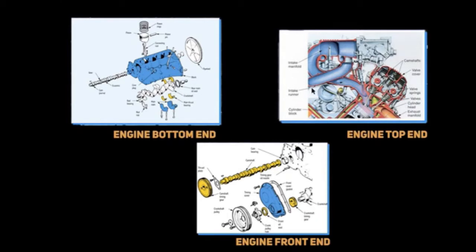To the right of that, we have the engine top end, and this is referring to the cylinder heads, valves, camshaft, and other related components. To the bottom of that, we have the engine front end, and this operates the engine camshaft and sometimes the oil pump, distributor, and the engine sensors.